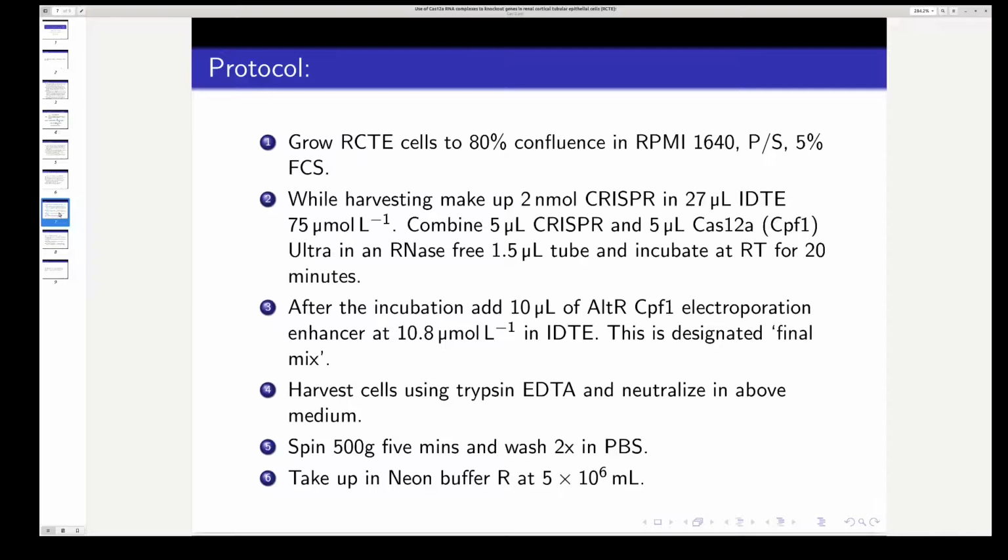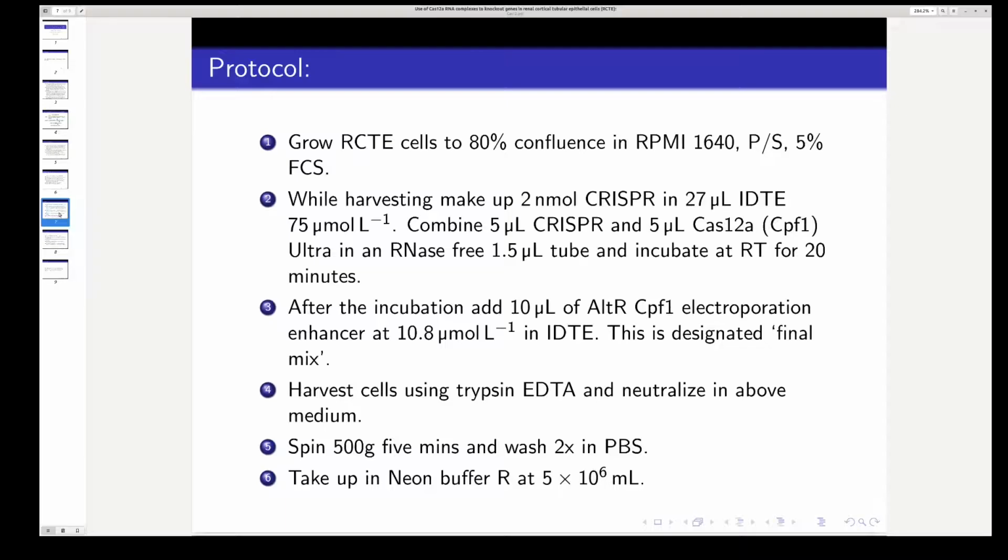Combine 5 microliters of the CRISPR and 5 microliters of the Cas12a protein, Ultra, in an RNase-free 1.5 ml tube and incubate at room temperature for 20 minutes. Now, by RNase-free, I mean taken straight from the package and autoclaved. After incubation, add 10 microliters of the Alt-R Cpf1 electroporation enhancer at 10.8 micromolar. And this is designated the final mix.